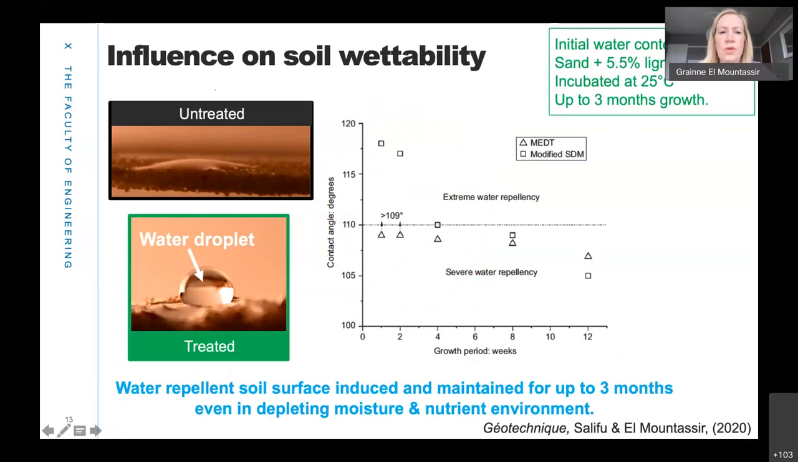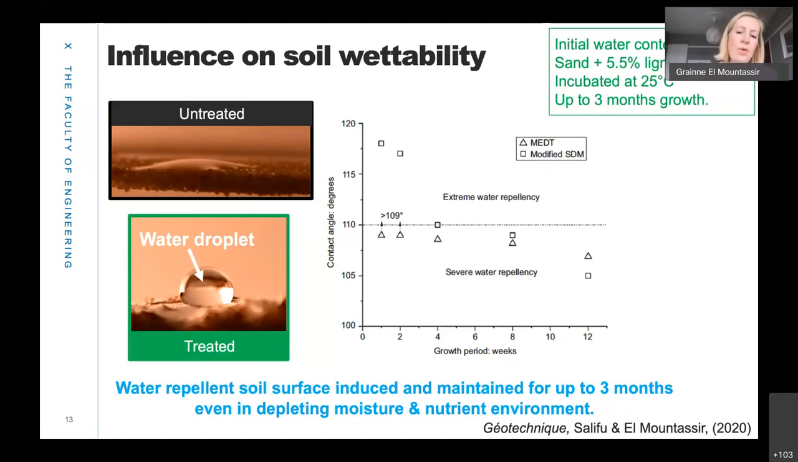So much of the results I'm going to present here come from the PhD thesis of Emmanuel Salafu. We had sand amended with lignocellulose and treated with the Pleurotus ostreatus fungus, the oyster mushroom. And we looked at the effect of that on the wettability of the soil. You can see the top photograph is the untreated sand and lignocellulose, where water infiltrates immediately, within milliseconds, and the bottom, the treated, where water droplets maintain themselves on the soil surface for days, for as long as we left them.